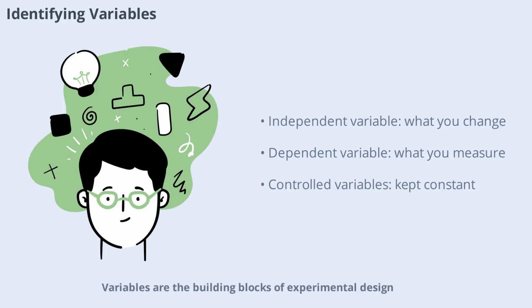Variables are the building blocks of experimental design. The independent variable is what you change, while the dependent variable is what you measure. Controlled variables are kept constant to ensure a fair test. For instance, in a plant growth experiment, sunlight is the independent variable, plant height is the dependent variable, and factors like soil type and water are controlled. Properly identifying and managing variables is crucial for drawing accurate conclusions. Next, we'll explore the importance of control groups in experiments.